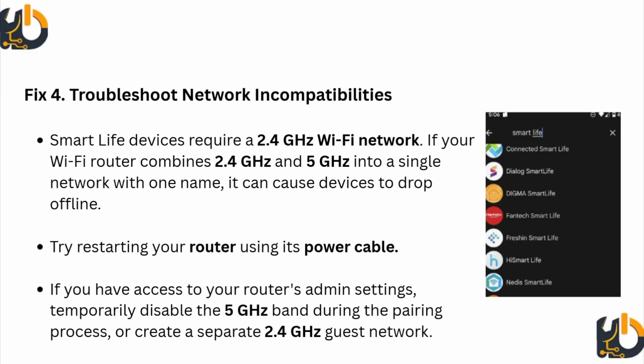Fix 4. Troubleshoot network incompatibilities. Smart Life devices require a 2.4 GHz Wi-Fi network. If your Wi-Fi router combines 2.4 and 5 GHz into a single network with one name, it can cause devices to drop offline. So try restarting your router using its power cable. And if you have access to your router's admin settings, temporarily disable the 5 GHz band during the pairing process or create a separate 2.4 GHz guest network.